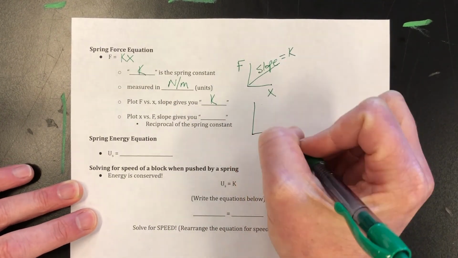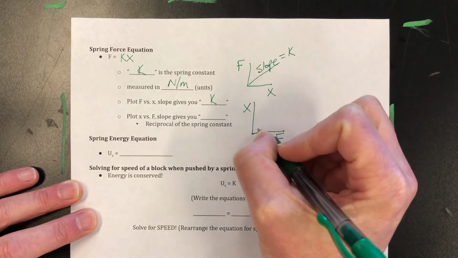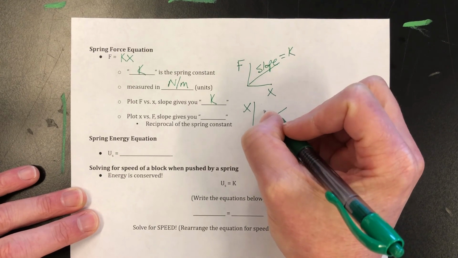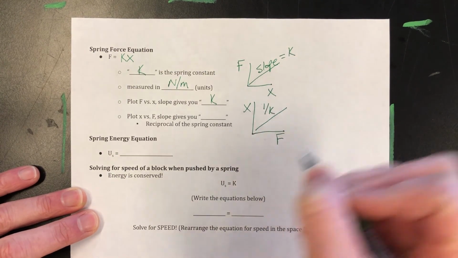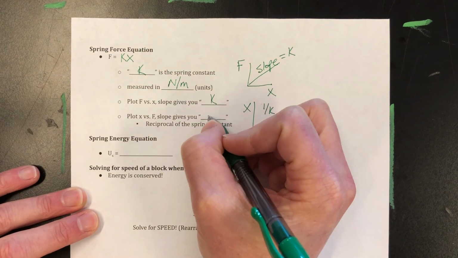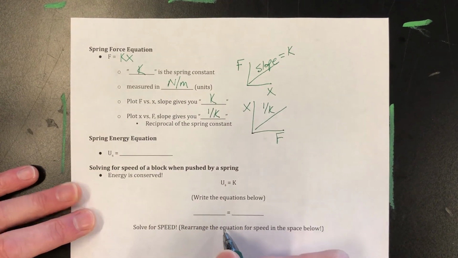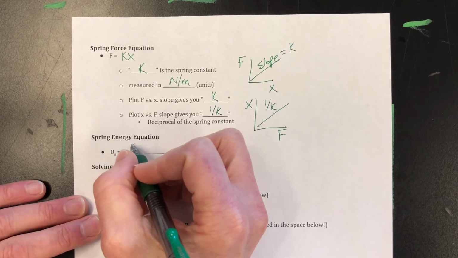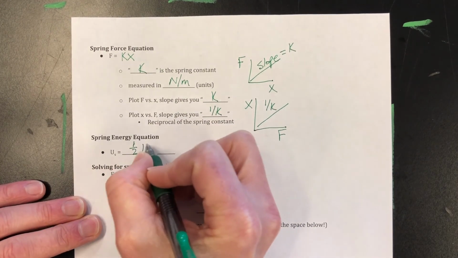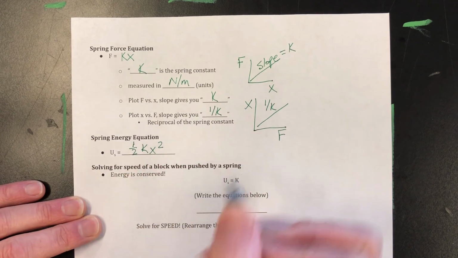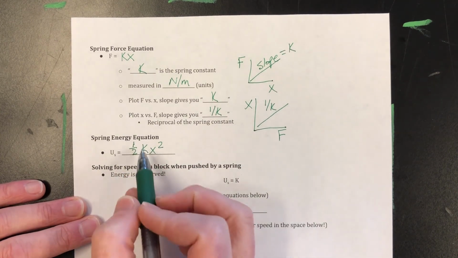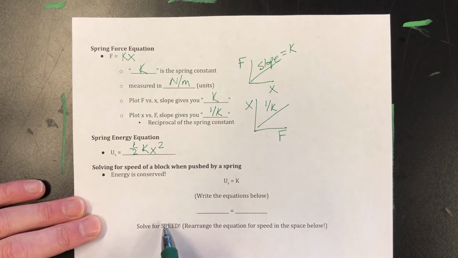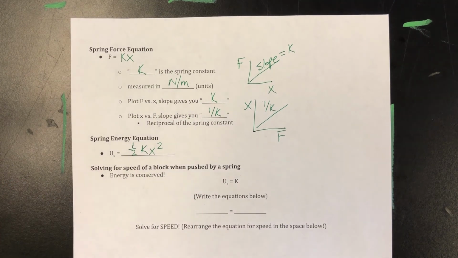If I plot instead X versus F, and I get that straight line, then I actually have 1 over K as my slope. So this will give me 1 over K, and that's the difference between the two. For spring energy, we know from your equation sheets, it's just 1/2 K x squared. That's very similar to 1/2 mv squared, but notice instead of mass, you have K, and instead of velocity, we have position, or the stretch or the compression.